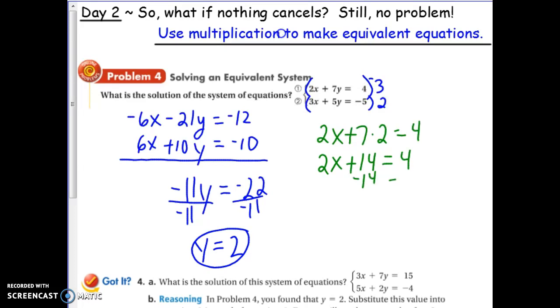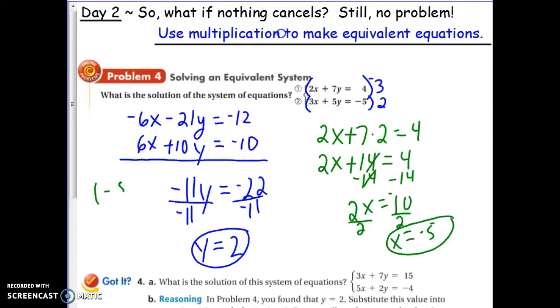Subtract 14, subtract 14. So 2x is equal to negative 10. Divide by 2, divide by 2. And x is equal to negative 5. So I now have my x and my y. I just have to put them as an ordered pair. So my answer is negative 5 and 2. And if you plug those into your original equations, you should get 2 true statements.